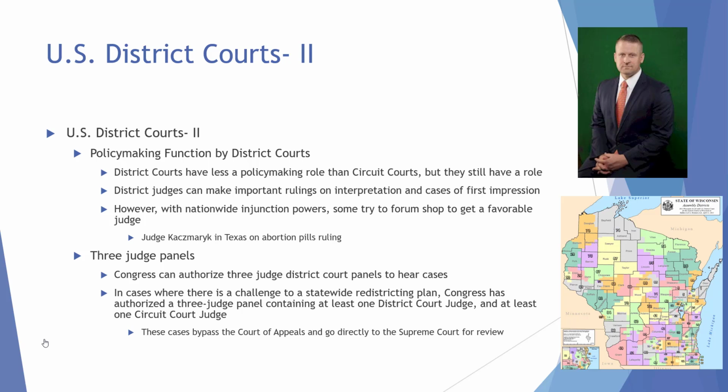So 3-judge panels are rare. Congress can authorize them. So this can be done in redistricting cases. So Congress has authorized a 3-judge panel containing at least 1 district court judge and 1 circuit court judge, as far as that, to bypass the Court of Appeals. So that's just kind of something there.